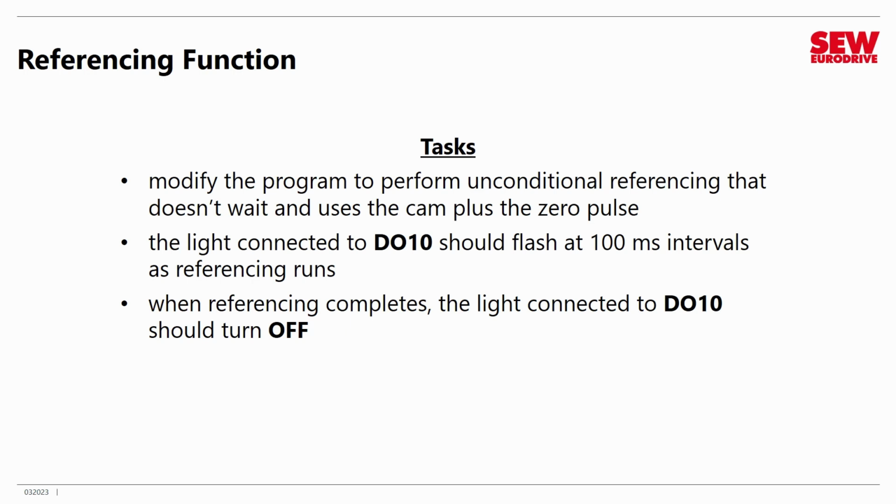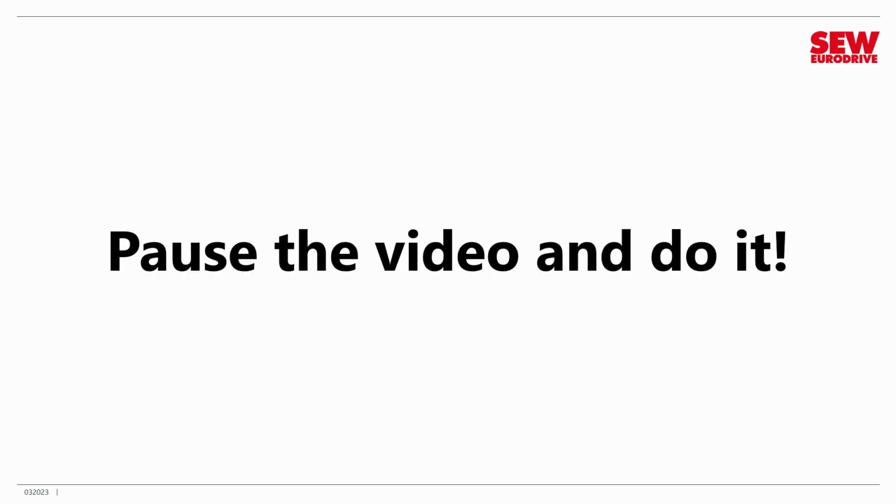And here's what you're going to do while you're waiting for referencing to complete. Remember I said you can do something. I'd like you to flash the light attached to DO10. Flash it at 100 millisecond intervals. So every 1/10 of a second, that light should toggle from on to off to on. And that blinking light will indicate referencing is running. When referencing finishes, turn the light off. You don't have to build any kind of escape condition in yet. We're going to do that later. So just convert it to no wait referencing and add the blinking light. Go ahead, pause the video, and do it.